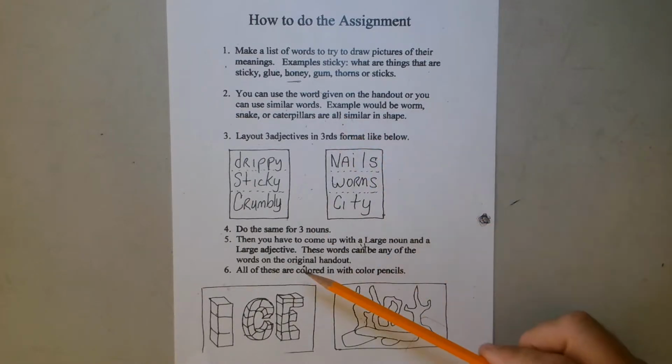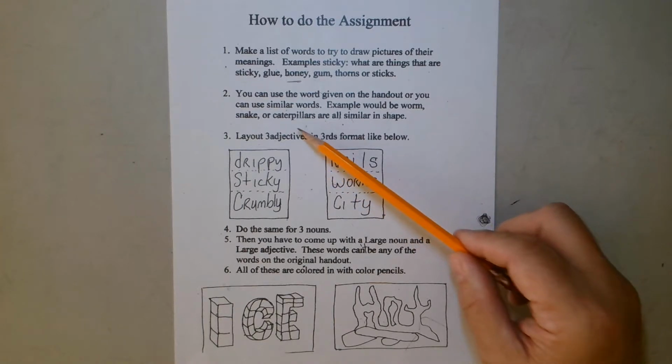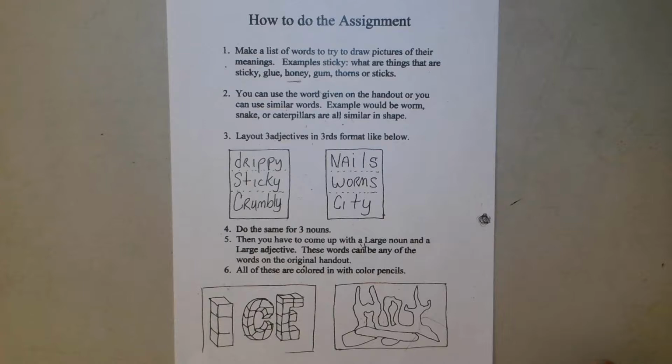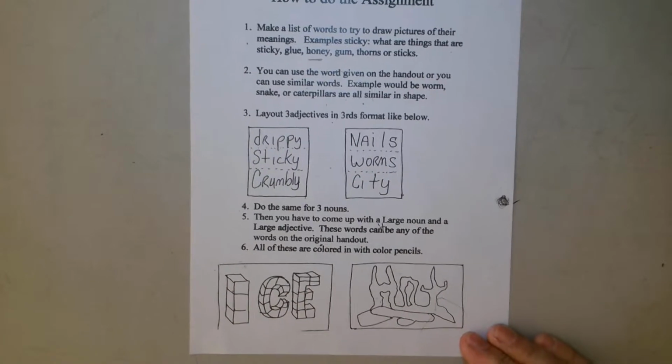You can use the words given in a handout, or you can use words that are similar. Like if instead of using worm, you'd use snake or caterpillar. So all similar shapes, but they're going to be drawn differently. They're going to look different when they're finished.